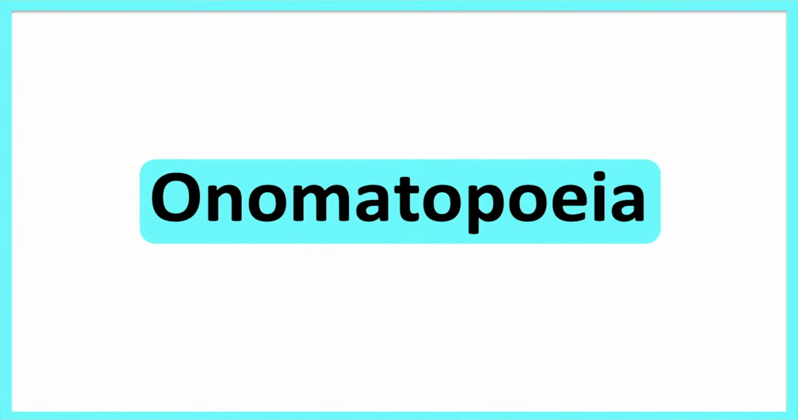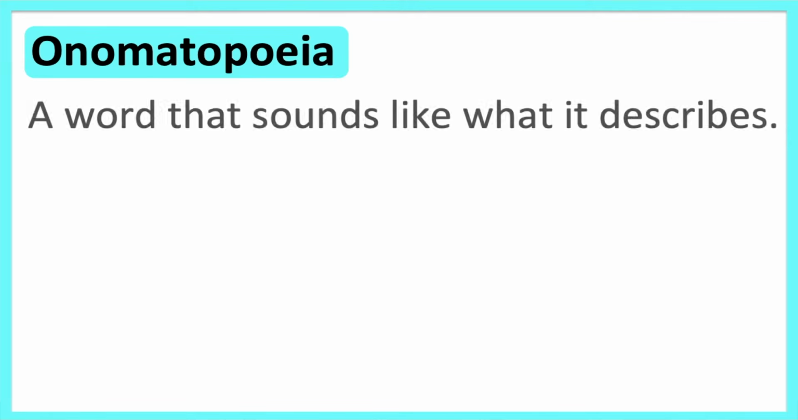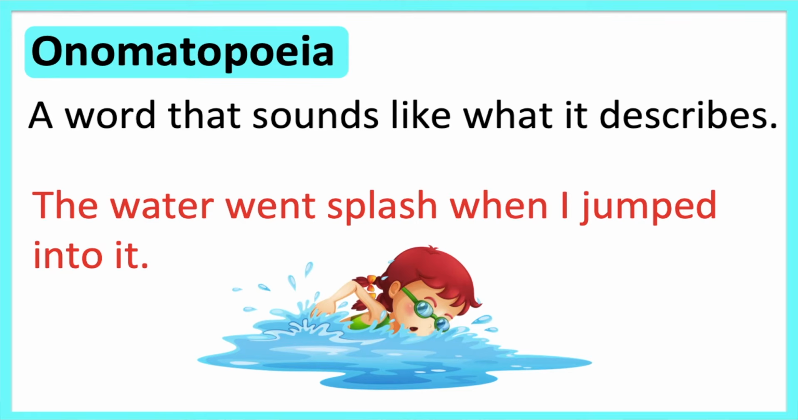Onomatopoeia. In this video, we will learn about onomatopoeia. Onomatopoeia is a word that sounds like what it describes. It's a language technique used to make writing more interesting and helps the reader to hear the sounds in their minds. For example, the water went splash when I jumped into it.